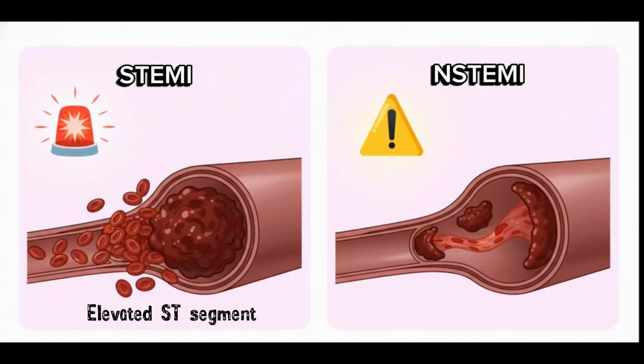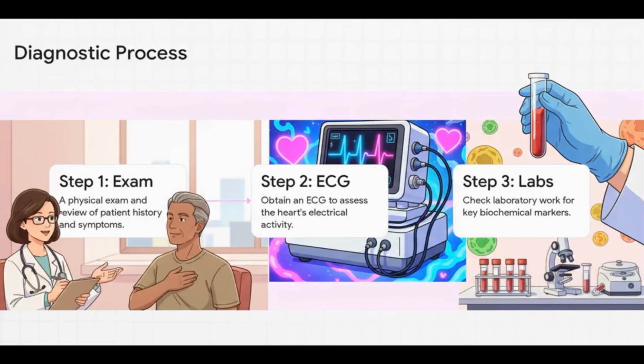On the ECG, we may see an elevated ST segment, which points to a STEMI and signals ischemia, that cell injury and oxygen deprivation we discussed. We may also see inverted T waves, which indicate myocardial injury, and Q waves, which may develop in cases of prolonged ischemia and necrosis. We'll also look at lab work and biochemical markers.